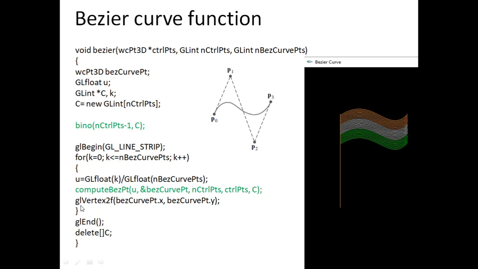Now you are drawing the point with glVertex2f x and y. So after the first point, second point, third point, fourth point, fifth point, like that all the points are drawn. So this Bezier point function will be called 20 times. This curve will be completed with 20 points.